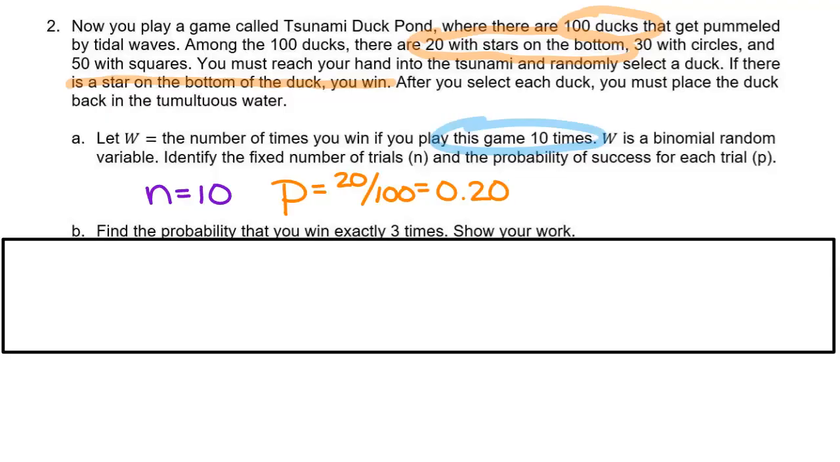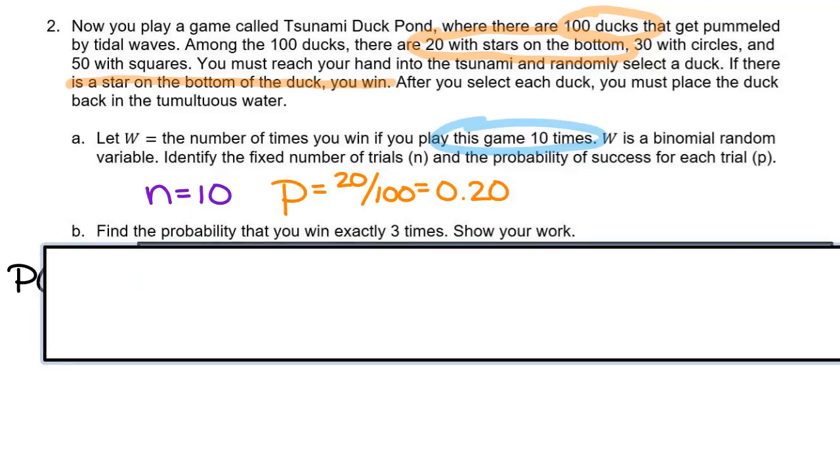What letter does it need to start with? Let's start there. Not getting any answers yet. What letter does a probability notation need to start with? P. Yes. So I'm going to have P and then parentheses.